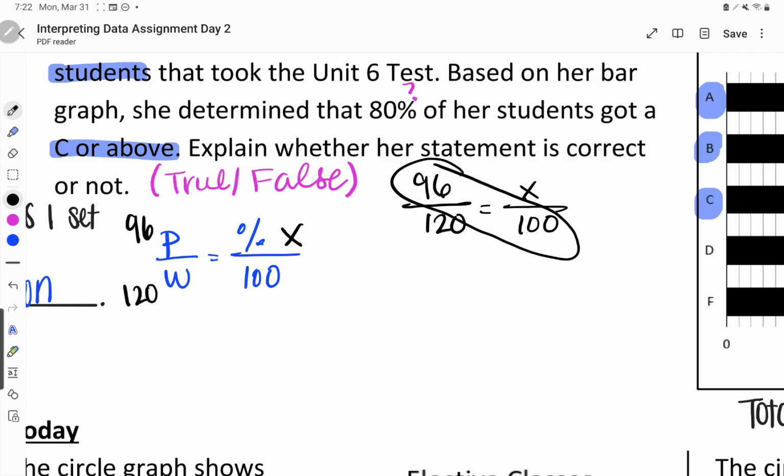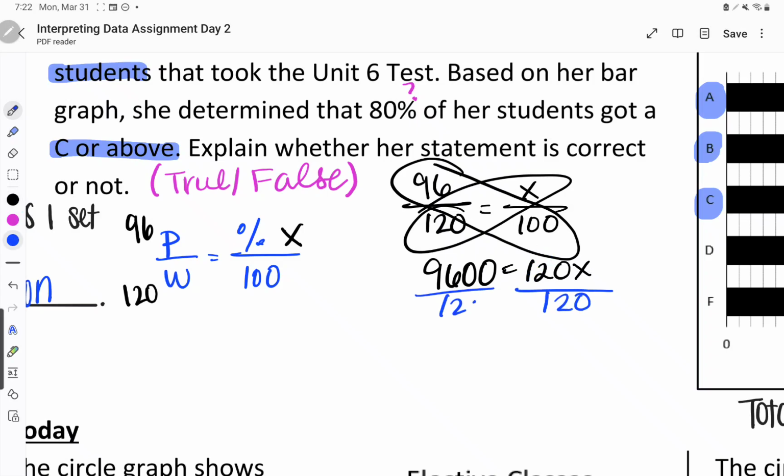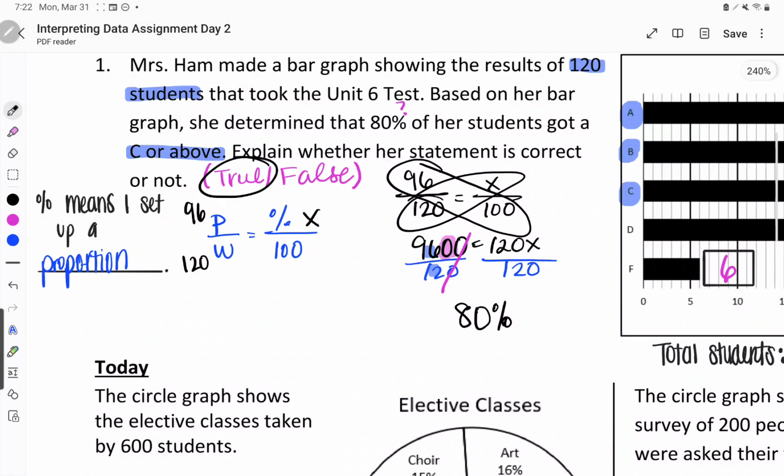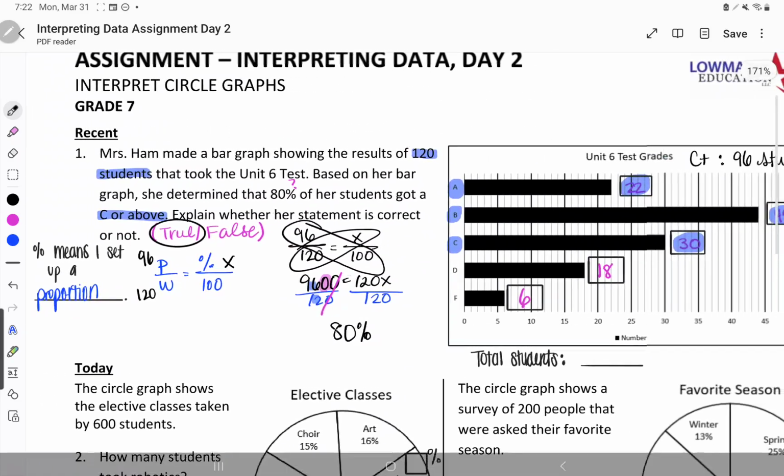Cross multiply, 96 times 100 is 9600 equals 120 times X, which gives me 120X. Divide both sides by 120. These zeros right here cross out, and that leaves me with, I'm going to start with 96 divided by 12. 96 divided by 12 is 8. And then I just tack on this last little zero that's right there. So that does give me 80%. So this would be a true statement because it does give me 80% at the end.